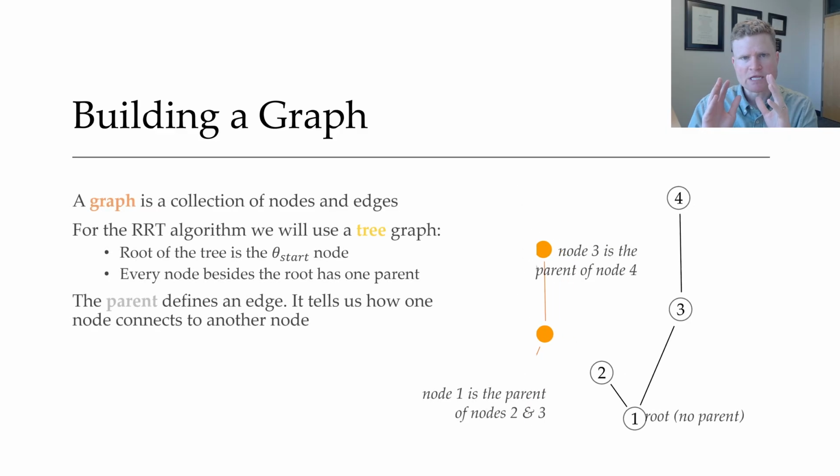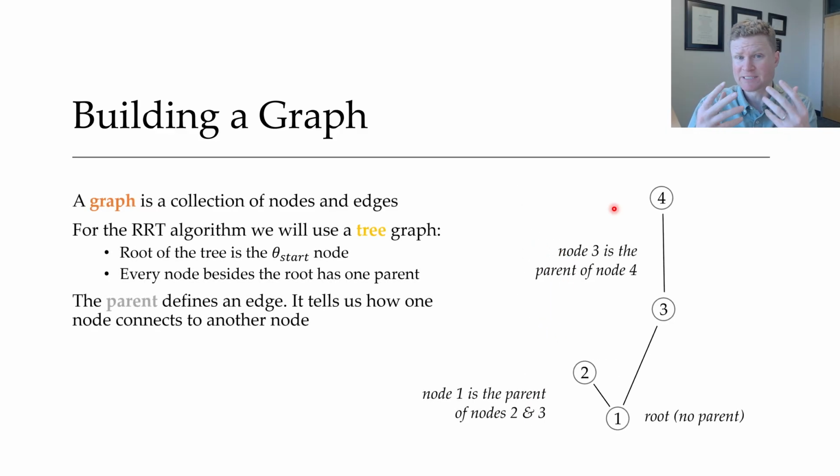Now, for the RRT algorithm, we're going to look at a specific type of a graph called a tree. Again, it's going to have nodes and edges, but it has a very specific structure. For a tree graph, there is one node that's at the root of the tree, and that's going to be this one right here. In our context, that'll be theta start, the starting point that I want to have my robot begin there and then go towards the goal. So this will be theta start.